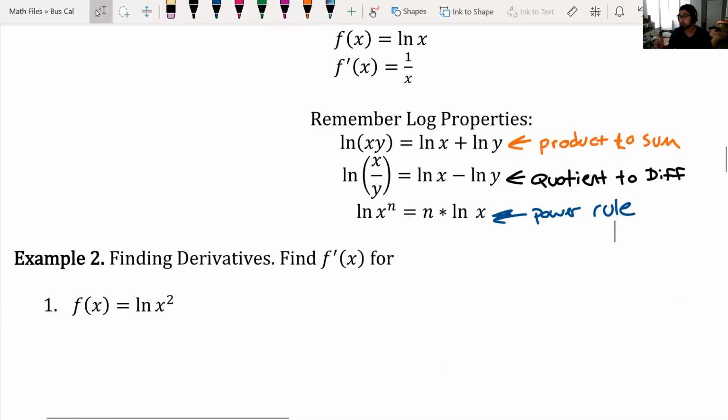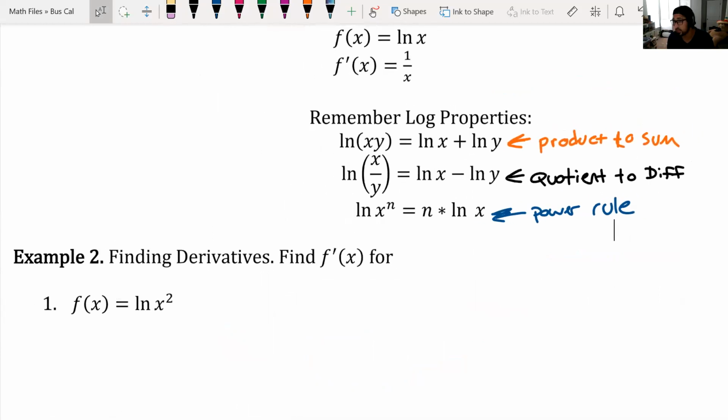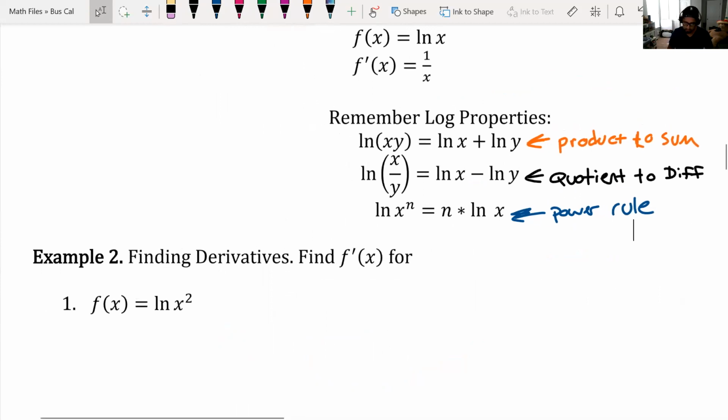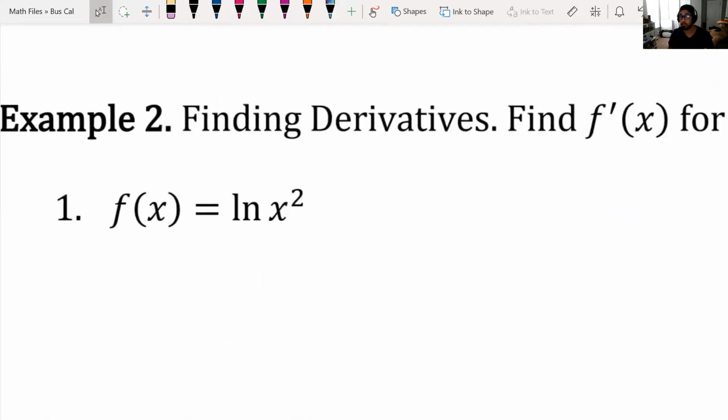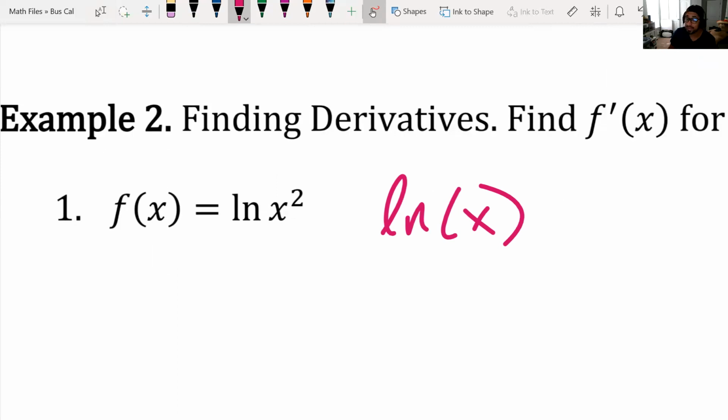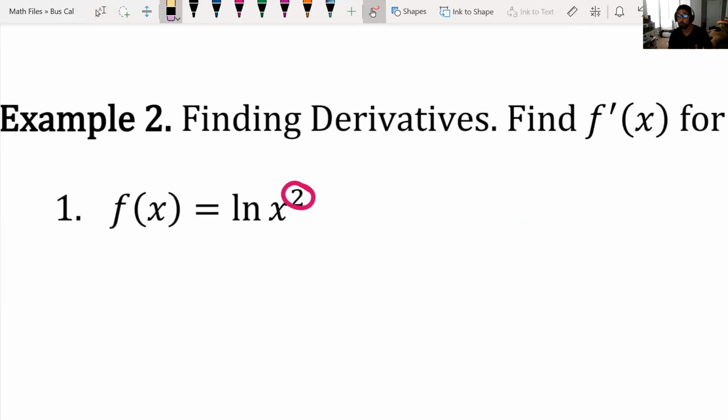All right. So next, let's find the derivatives of these logarithmic functions, and we start with f of x equals the natural log of x squared. Remember, in order to find the derivative of the natural log, it has to be natural log of x by itself. It can't be anything else inside those parentheses, which means if there's something else there, we must simplify by log properties. Just like here in number 1, there's a 2 here. We can't take the derivative until we get rid of this 2, which means we're going to use the power rule for logs.